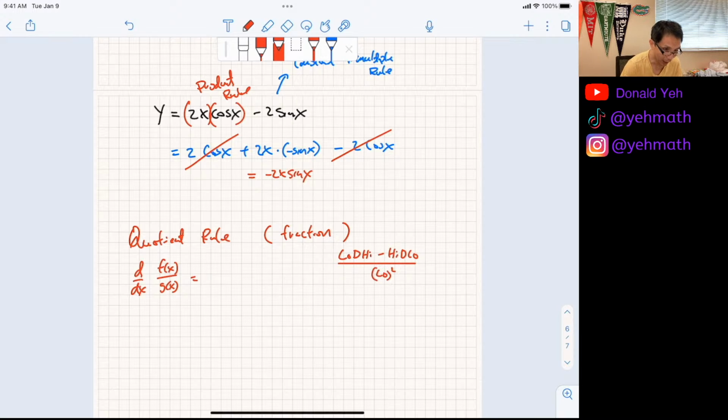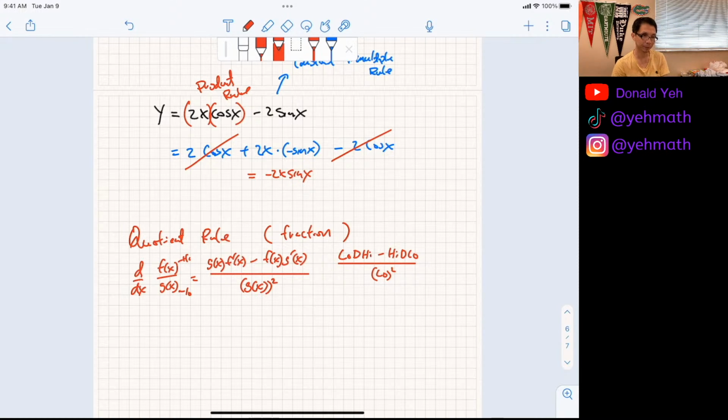Now, I'm going to write it here. I'm going to do it accordingly. So this is the high function, which is high. And this is low. So I'm going to start with the low, g of x, f prime of x, because I take a derivative of the high, minus high d low, and all over low.